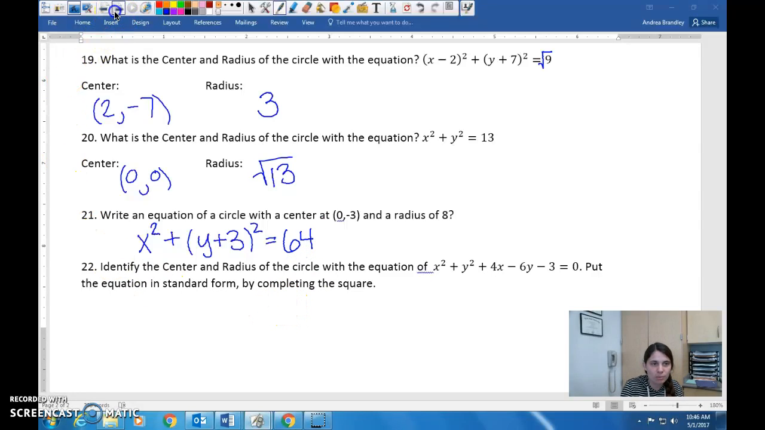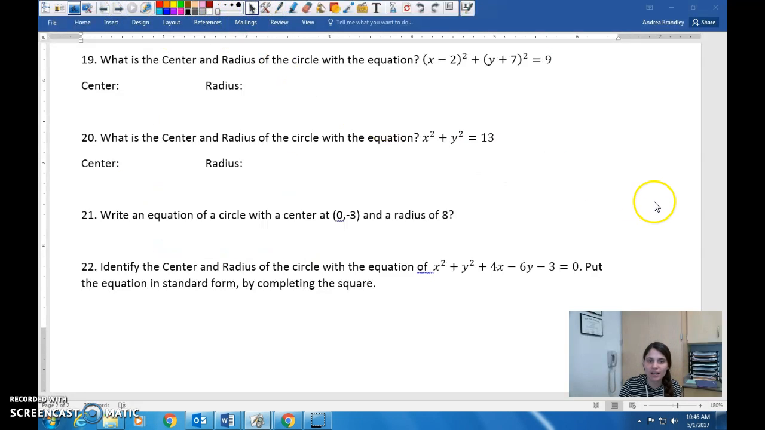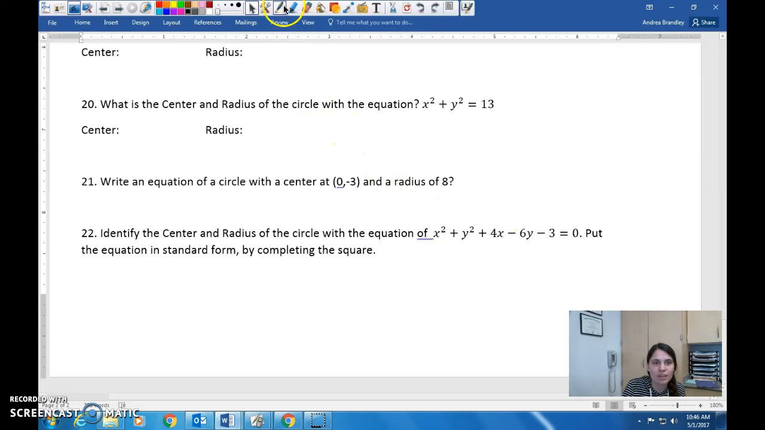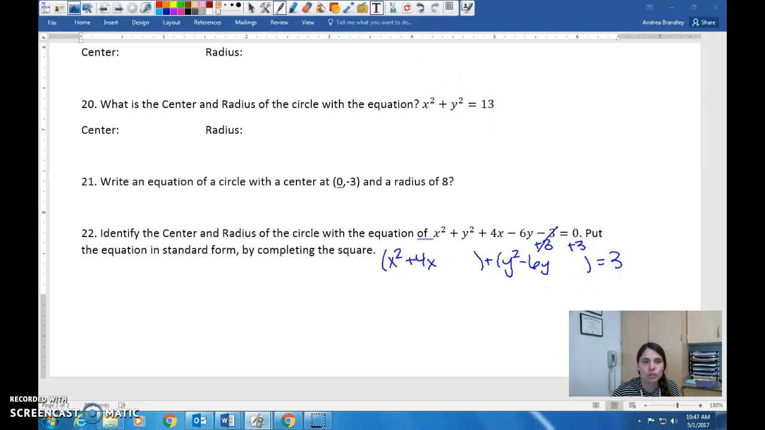And then the last problem from our review, it has us identifying the center and radius, but it's not in the form that the rest of them were in, so we need to get it into that form. So to start, I need to put my constant on the other side of the equal sign, so I'm going to add 3 to both sides. And then I want to put my x's together and my y's together. So I have x squared plus 4x plus y squared minus 6y is equal to 3.